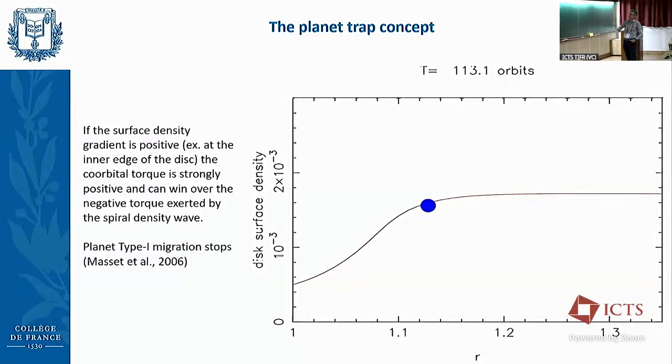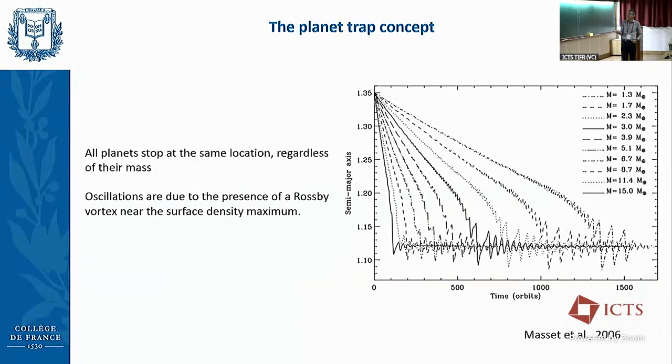So the planet migrates inwards, reaches the region where the surface density of the disk starts to be positive and stops there, with some oscillations that I will show in a second. This is a Cartesian representation of migration of planets of different masses. Each simulation has only one planet. It's not all the planets simulated together.